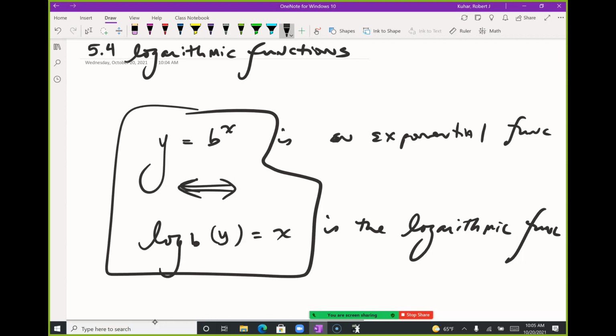Notice, what's the input in the exponential function? The x. And because they're inverses, the input of the log function is the y. But what's the output of the log function? Look at the output of the log function. X. So a logarithmic function actually is what? What is the x for the exponential function? It's the exponent. Exactly. That's what a log is. A log is simply the exponent.